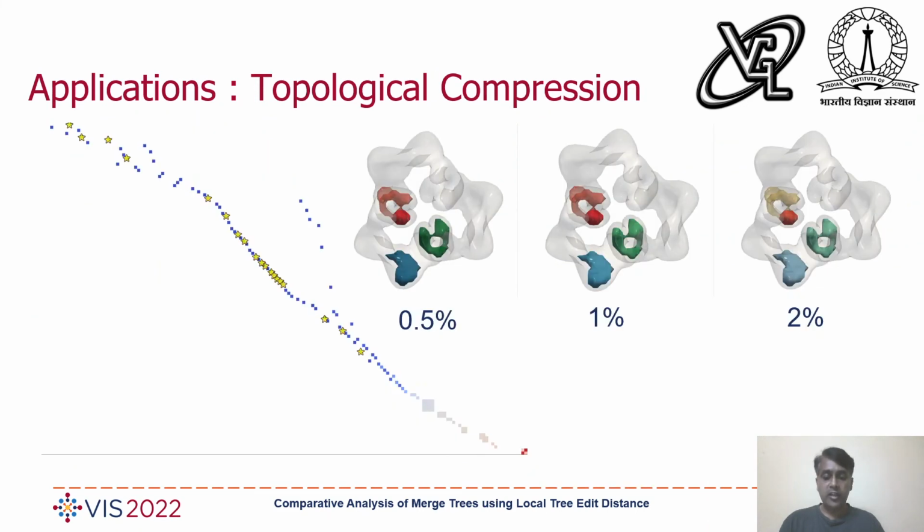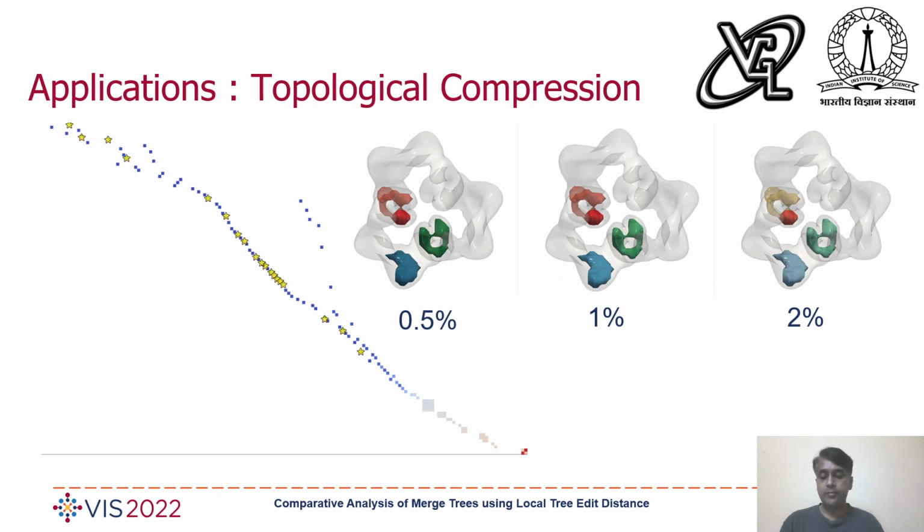Moving on to the topological compression, we use topological compression by Soler and others to compress the scalar field associated with a cryo-EM data. We compute merge trees for compression thresholds of 0.5%, 1% and 2%, and we consider the 0.5% as the baseline to compare. We compare subtrees whose regions have 100% overlap in the domain. 19 such regions are highlighted by stars which remain unchanged from 0.5% to 1%, while 3 regions remain unchanged from 1% to 2%.